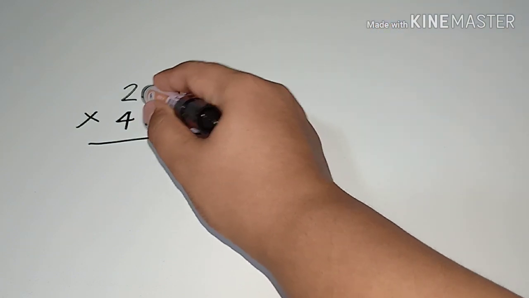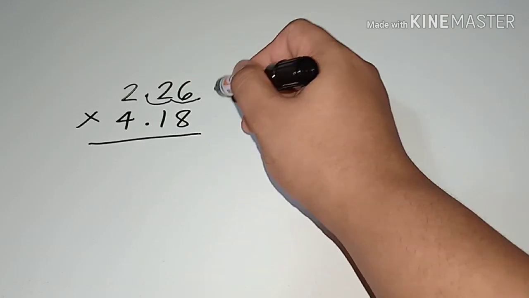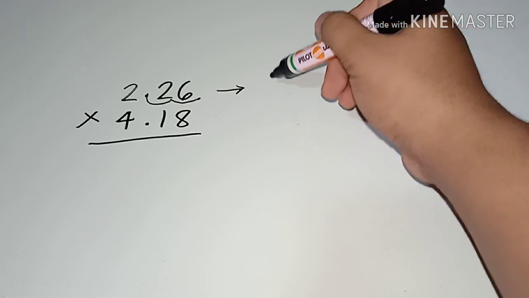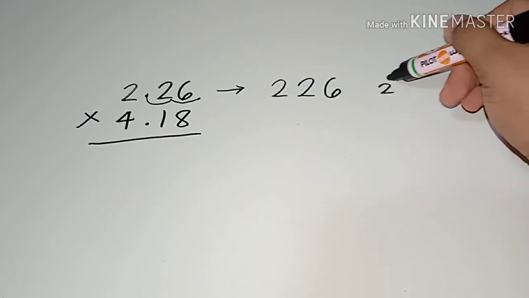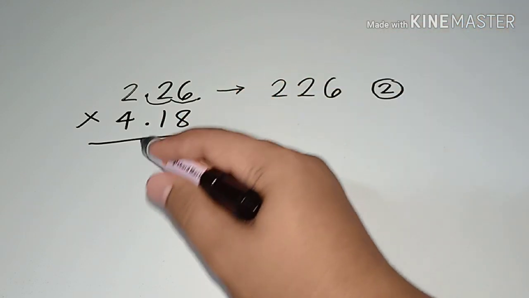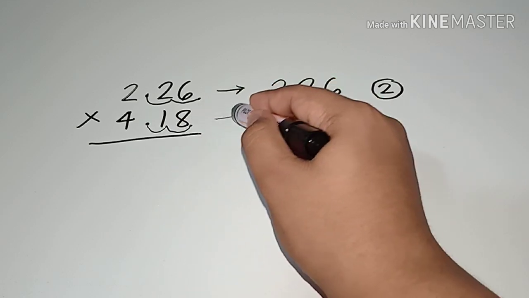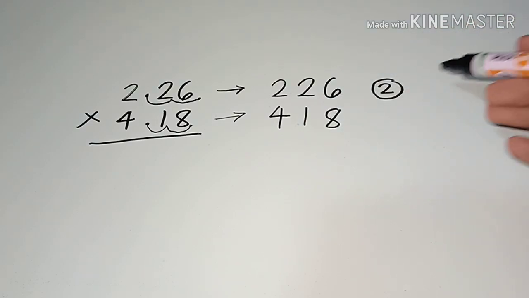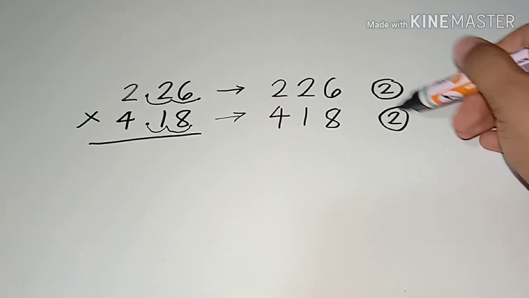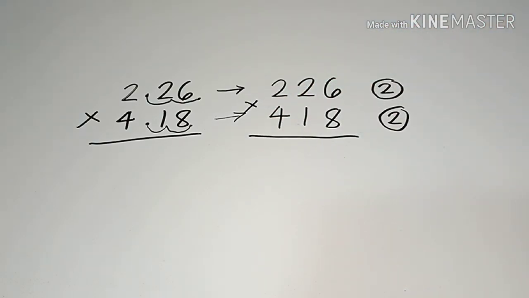So move the decimal point in 2.26 to the right. You move it 1, 2 places. So 2.26 is now 226. And take note that we moved 2 places to the right. And for 4.18, still move 2 places to the right. So this will become 418. And we moved 2 places to the right. After that, just proceed to multiplication. This is quite long, so you have to pay attention and be very careful in multiplying.